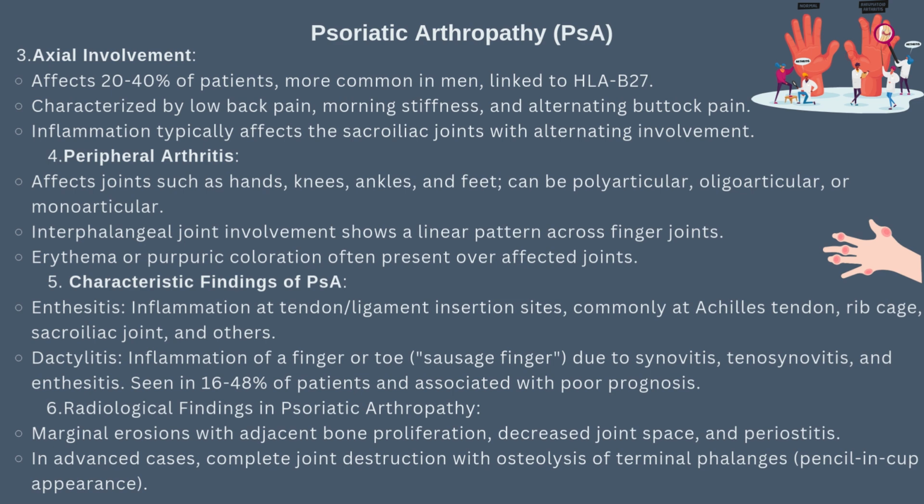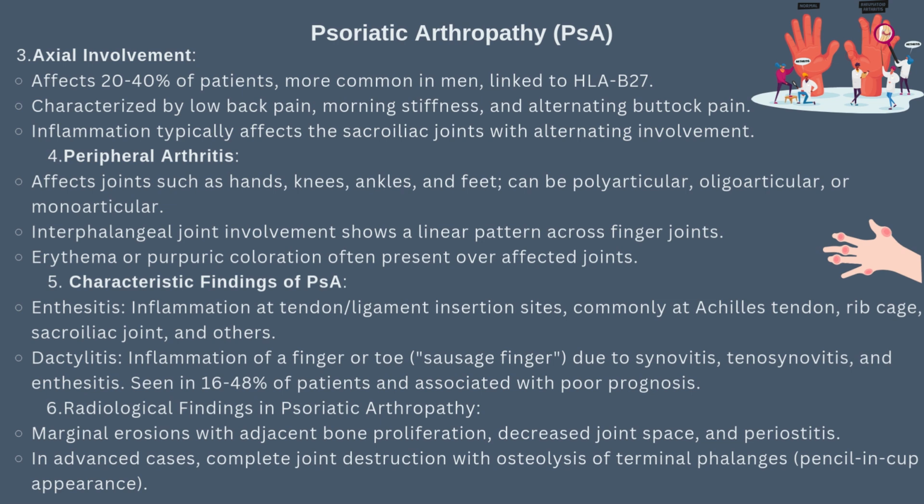Interphalangeal joint involvement shows a linear pattern across finger joints, and erythema or purpuric coloration is often present over affected joints. Characteristic findings of PsA: enthesitis, inflammation at tendon/ligament insertion sites, commonly at the Achilles tendon, rib cage, sacroiliac joint, and others. Dactylitis, inflammation of a finger or toe, sausage finger, is due to synovitis, tenosynovitis, and enthesitis. Seen in 16 to 48% of patients and associated with poor prognosis.